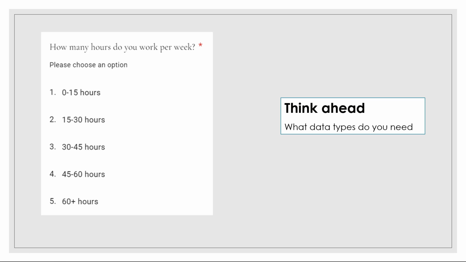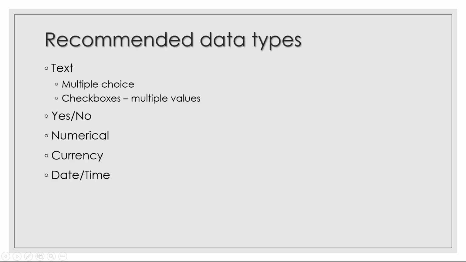And then the last one, just to show you, is that you need to think ahead about what types of data you need. This question isn't terrible. The only problem I can really fault it on is, what would someone who works 30 hours per week choose? Would I choose number 2 or number 3? That's the only real issue. But the other problem is, if I leave my data like this, I won't be able to do very meaningful calculations with it in my spreadsheet program or in my database. So you need to think of what data types you need.